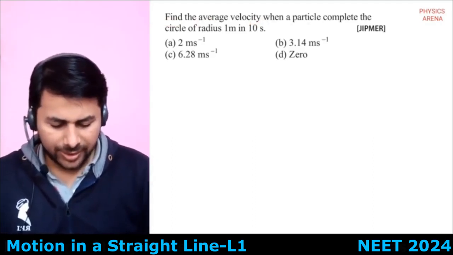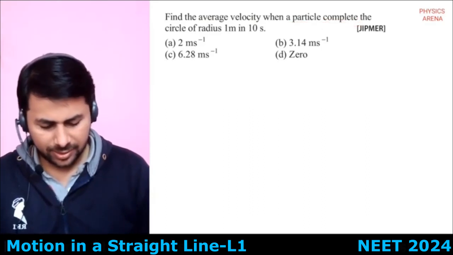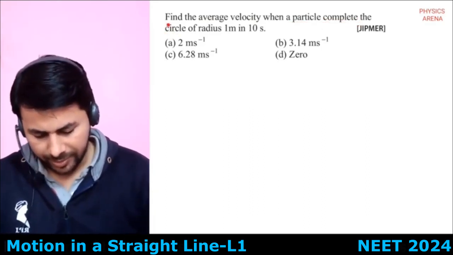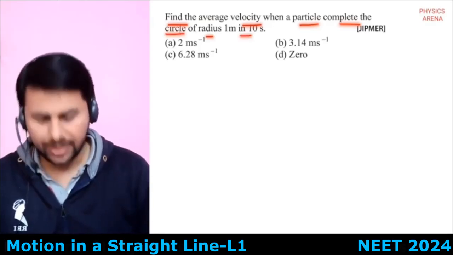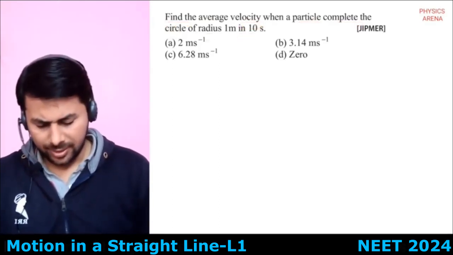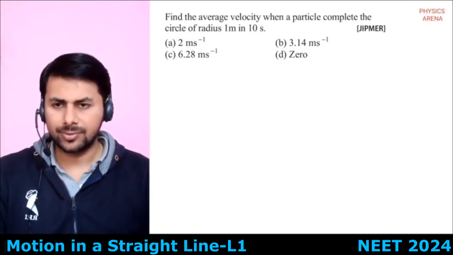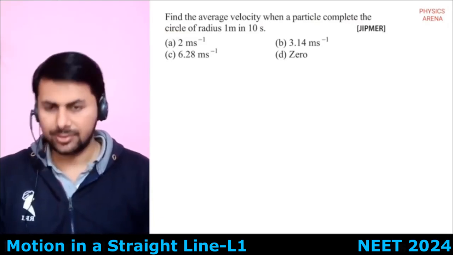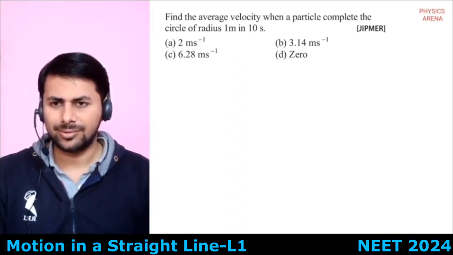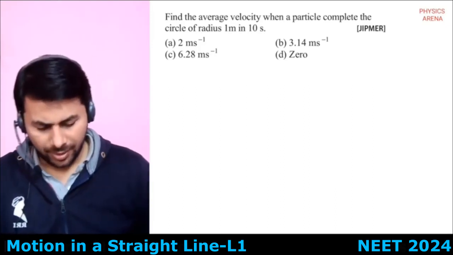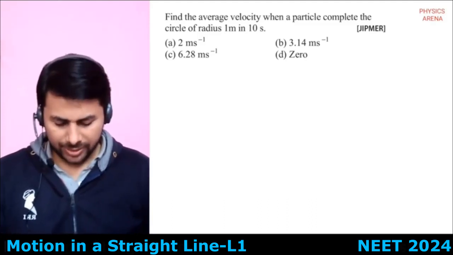Find the average velocity when a particle completes the circle of radius 1 meter in 10 seconds. So can you tell me? It's option D, right, Ganga? What will be the average velocity?